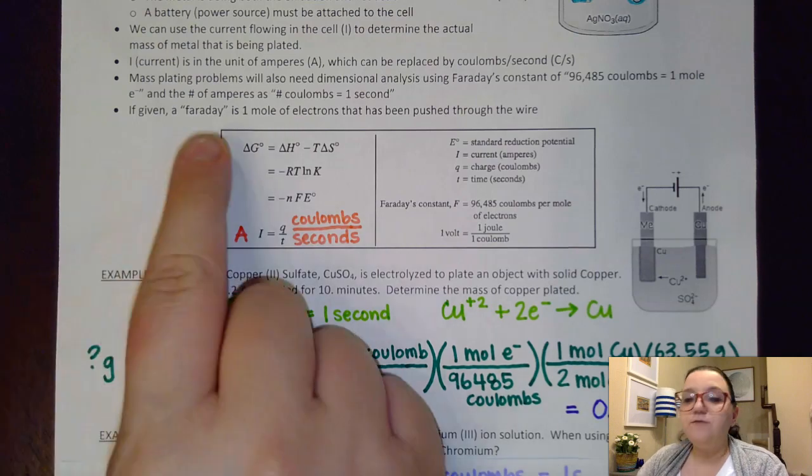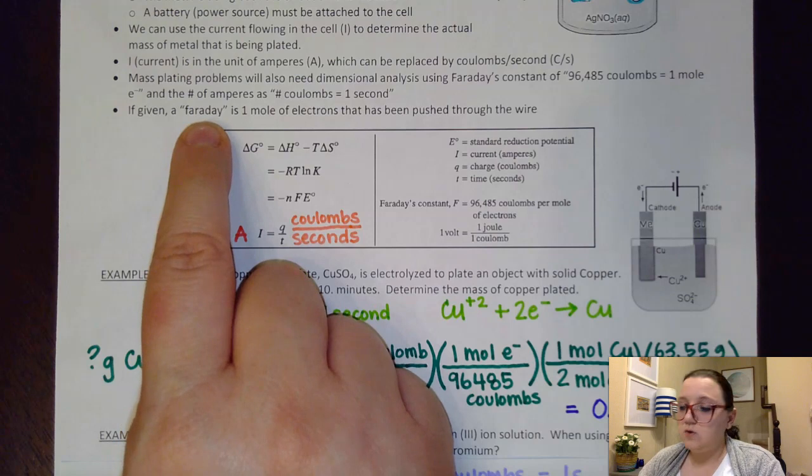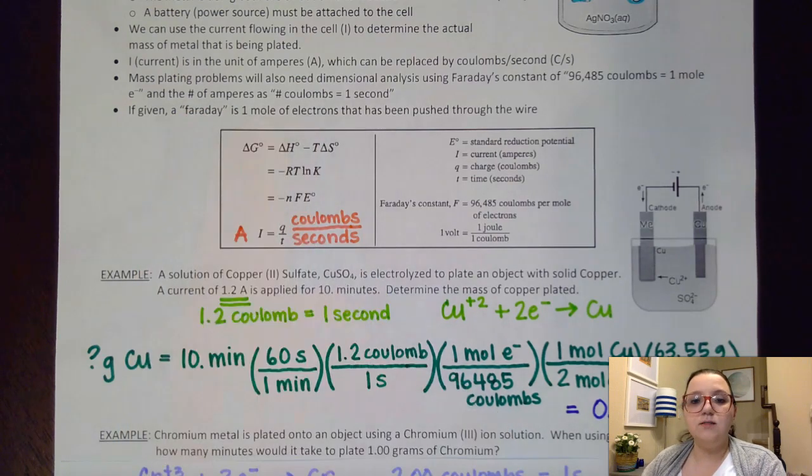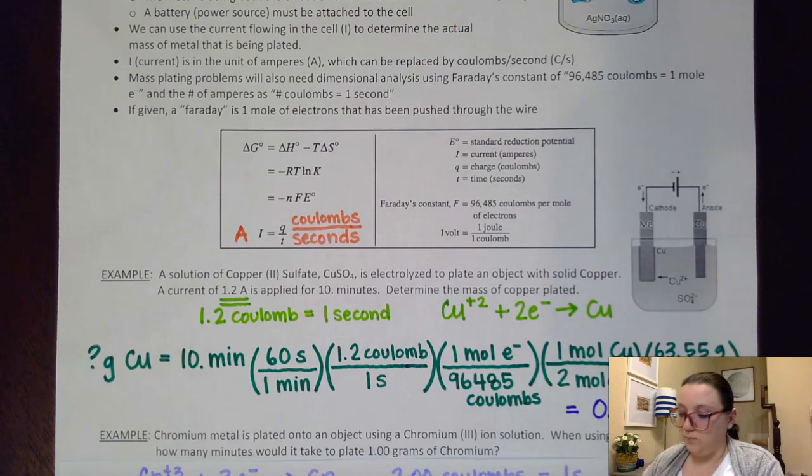A Faraday itself, so a singular Faraday, is 1 mole of electrons that has been pushed through a wire. And again, I say the term pushed through the wire because we only see this done with electrochemical cells that are electrolytic for non-spontaneous, where I have the battery attached. And so we are pushing it through that wire. It's being forced to go, okay?